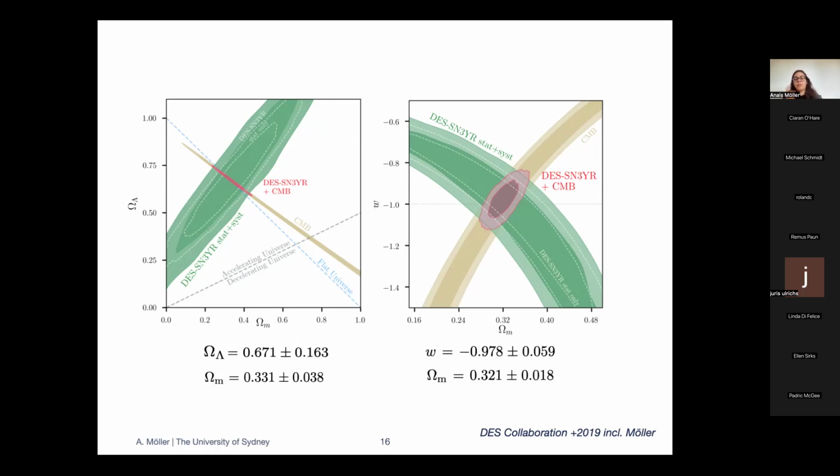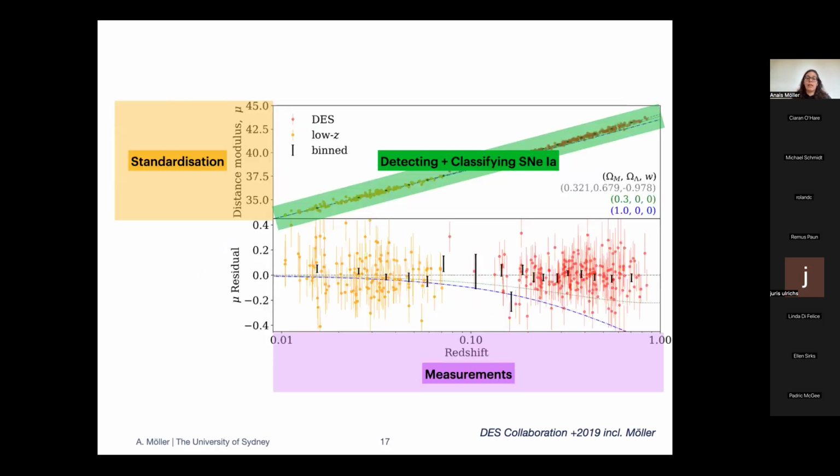And now in the plot to the right, we're measuring w. So what is w? w is the equation of state of dark energy. If it's -1, it's a cosmological constant. And you can see that we are actually quite in agreement with a cosmological constant in these results. Now, this was in 2019, so some years ago. And to do the 5-year analysis for the Dark Energy Survey, what we wanted is to see how we can take this analysis further.